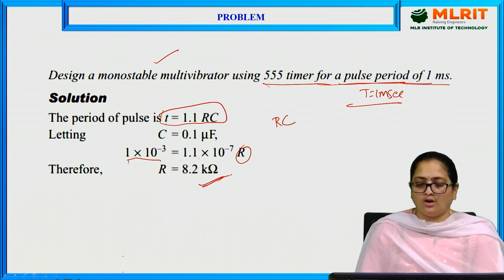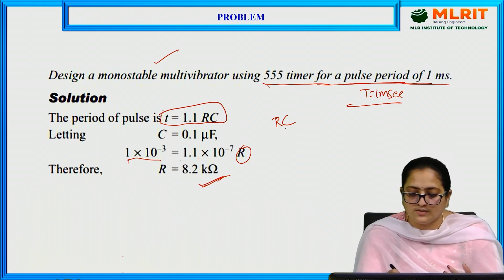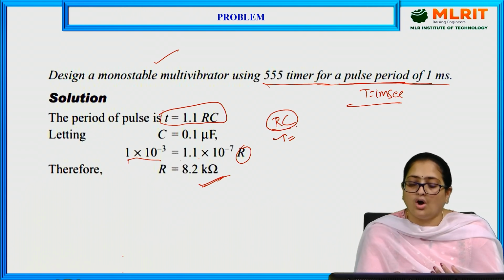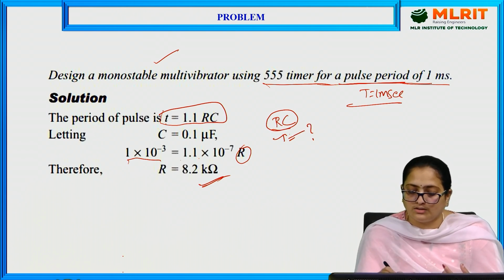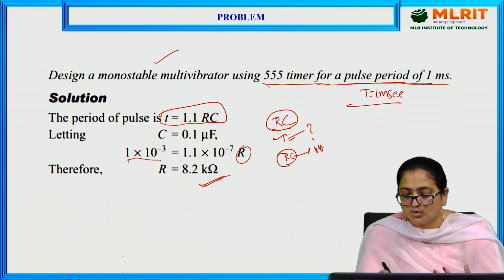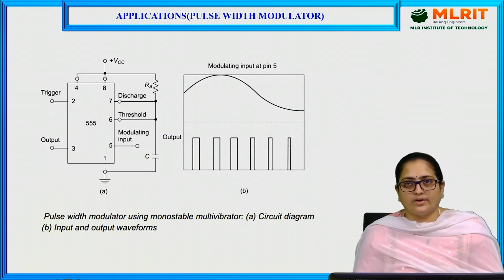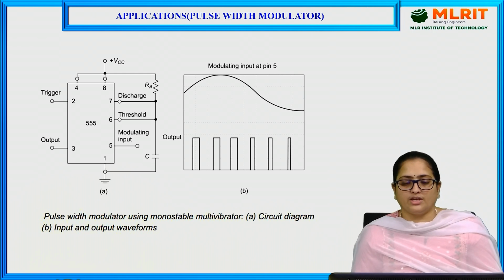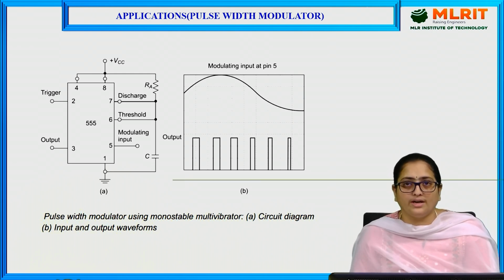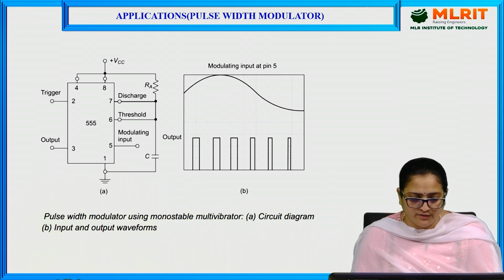So, you can solve. Either they will ask to find the time period by giving R and C values, or by giving a time period they will ask to determine the R and C to design a monostable multivibrator. Coming to an application of the monostable multivibrator, one application is pulse width modulation, where the modulating signal is given to pin 5.